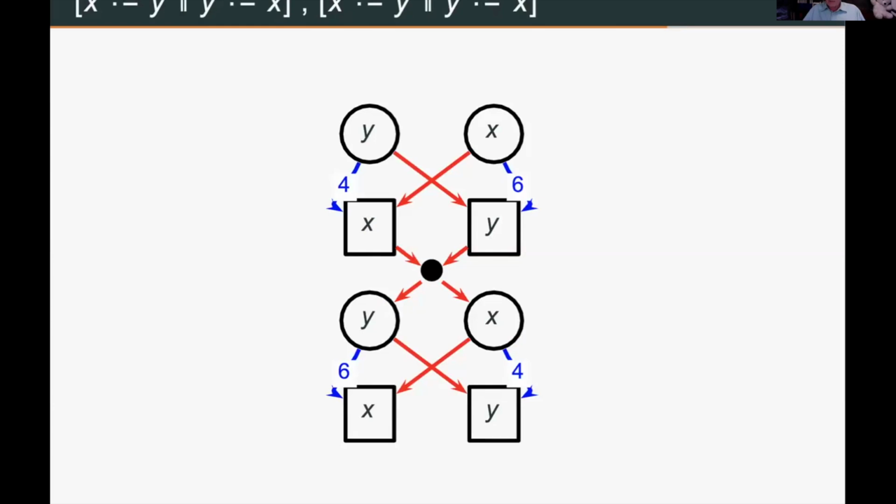Here too, you want to swap x and y twice. You again only need to make sure that the new value of x precedes the new reading of x, so you only need these arrows. You don't need both x and y to precede both x and y. You only need x to precede x and y to precede y.